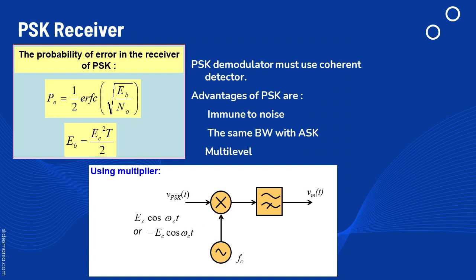Next is the PSK receiver. It also uses a multiplier. PSK demodulator must use a coherent detector. The advantages of PSK are that it is immune to noise, has the same bandwidth as ASK, and it is multi-level.